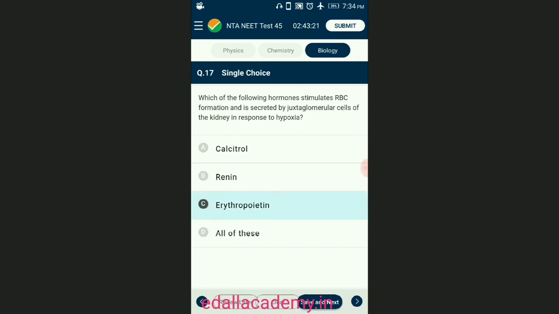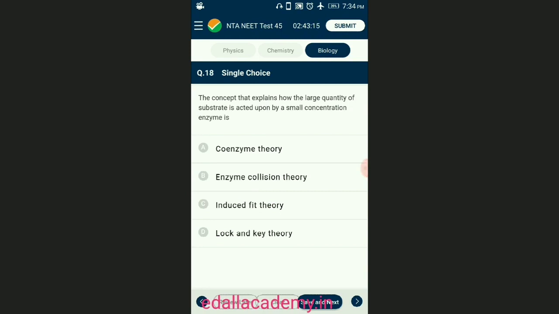Question number 18. The concept that explains how a large quantity of substrate is acted upon by a small concentration of enzyme is.